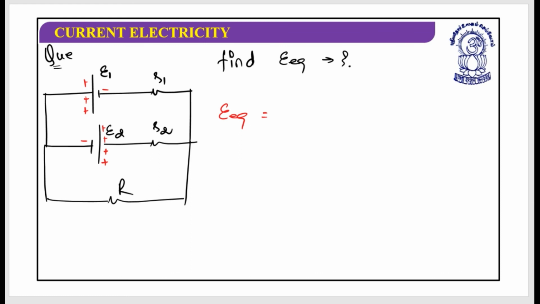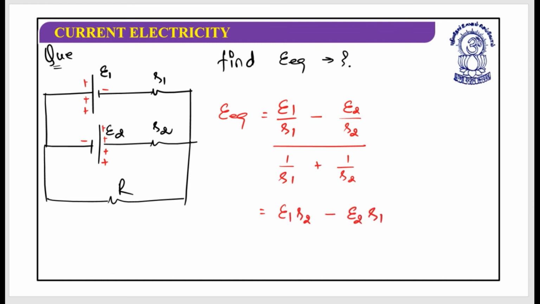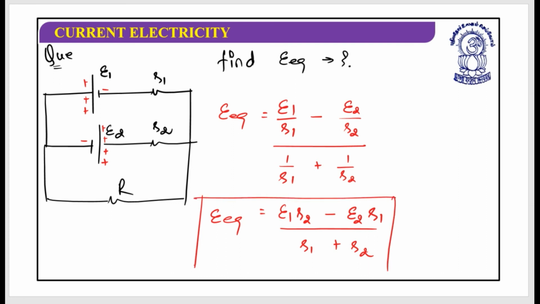But how? Let's have a look. It's E1 by R1 minus E2 by R2, divided by 1 by R1 plus 1 by R2. So that should be equal to E1 R2 minus E2 R1 divided by R1 plus R2. This is E equivalent. I hope these things are clear. Any doubts with this? Is there anything that you don't know?